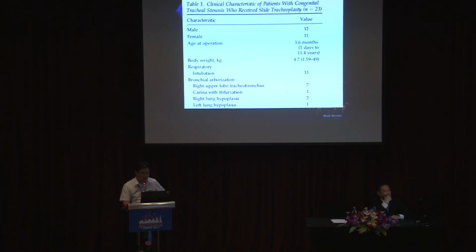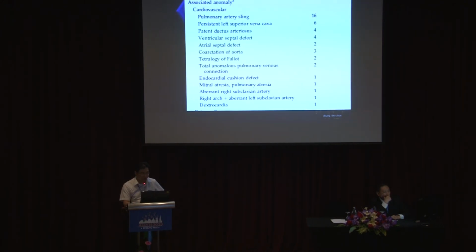For the results, the patients were mostly male, and the median age of observation was 3.6 months, with a body weight of 4.7 kilos. Most of them had intubation or ventilator support before surgery. For bronchial anomalies, the most common was a right upper lobe tracheal bronchus. The associated anomalies included 16 pulmonary slings, persistent left SVC in 6 patients, PDA, VSD, ASD, coarctation, tetralogy of Fallot, truncus arteriosus, PVC, and endocardial cushion defect were also noted.